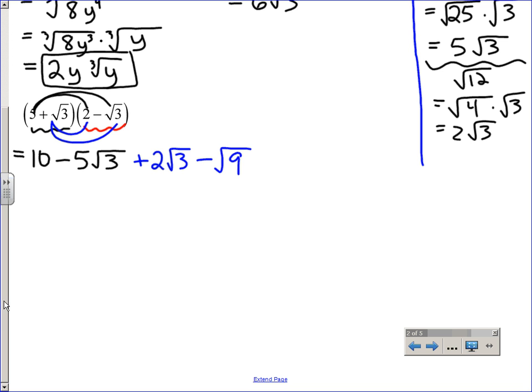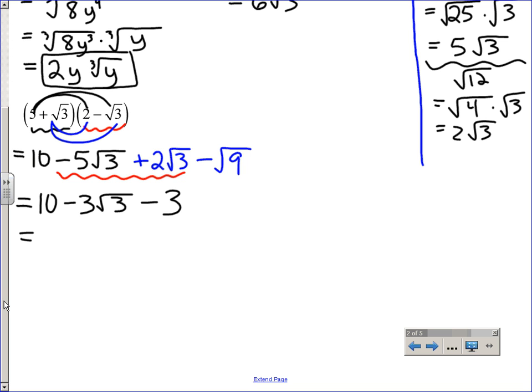Some of you will recognize right off the bat that that was just a 3, and you can just write 3 there. Now we need to go through and just simplify what we have here. So we see right here in the middle that we have like terms. At the moment, we don't have anything to go with the 10, so we'll just write the 10. We have negative 5 square roots of 3 plus 2 square roots of 3, so that's negative 3 square root of 3 minus, and now again, instead of the square root of 9, that's 3, because that's a perfect square. Now I have one more step.